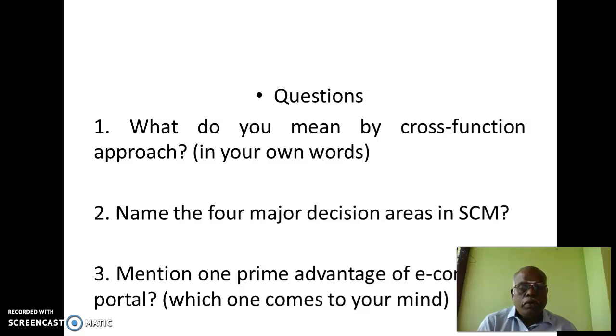Third one, mention one prime advantage of e-commerce portal. Which one comes to your mind? What comes to my mind is the shop is not attached to a particular physical place. That means the e-commerce portal you can access anywhere, anytime. Many students have given their answers. Very good.